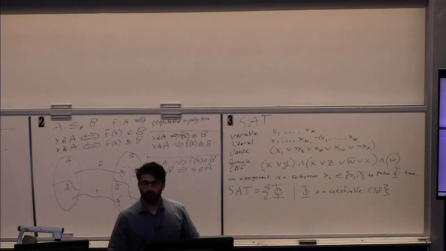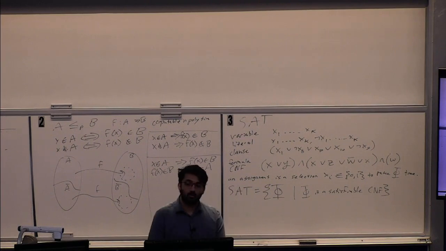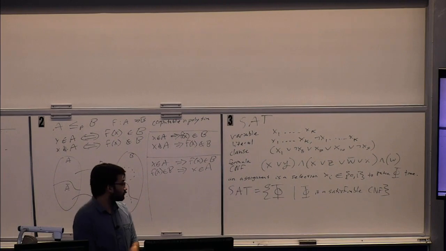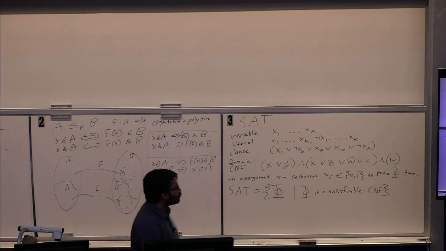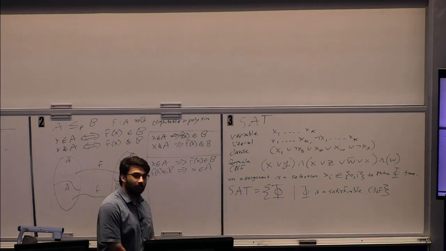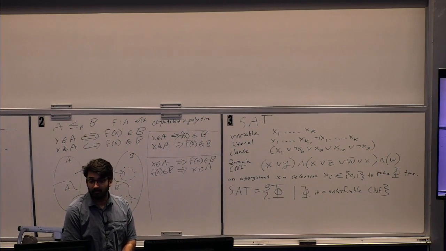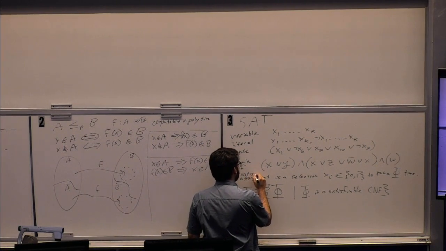So that sentence says assignments of selection xi, an element of 0, 1, so either a 0 or a 1. An assignment is a selection, to make phi true. Yeah, and so I really should say not an assignment, but a satisfying assignment, right? Because you can have an assignment that makes it false.